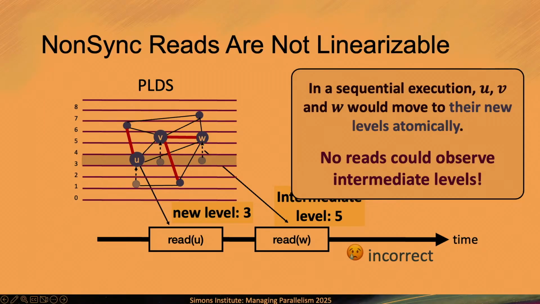Okay? Any questions about this example? So the problem here is these reads do not give you a linearizable state because some of them read your new level where others read some intermediate level or some old level.